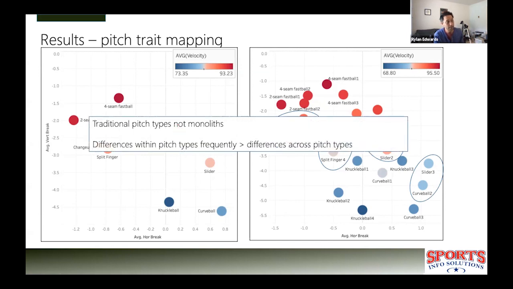So what this tells us is that even though we've been talking about it for 150 years, this guy throws a curveball, this guy throws a slider, this guy throws a fastball, traditional pitch types are not monolithic, and maybe we shouldn't be treating them as such. And that the differences within pitch types often are greater than differences across pitch types.